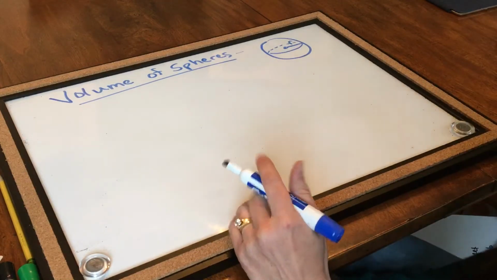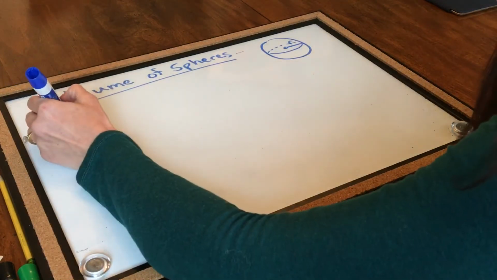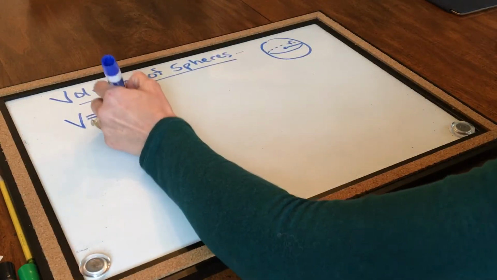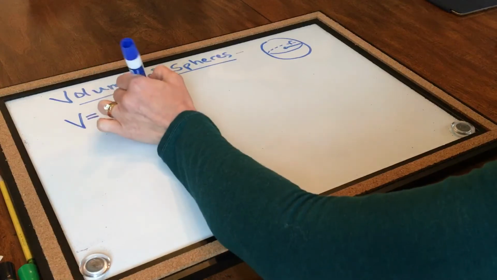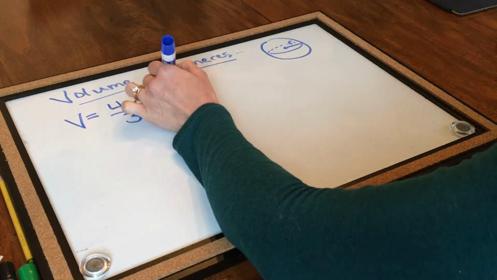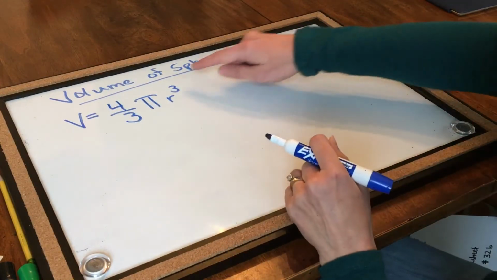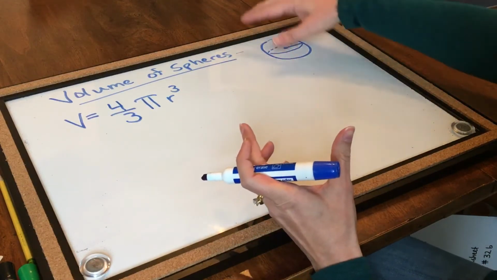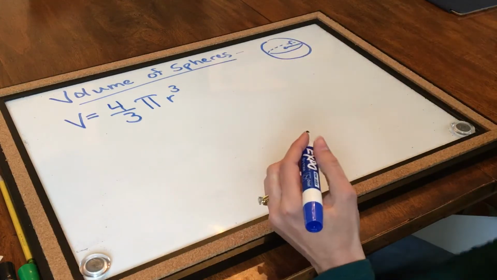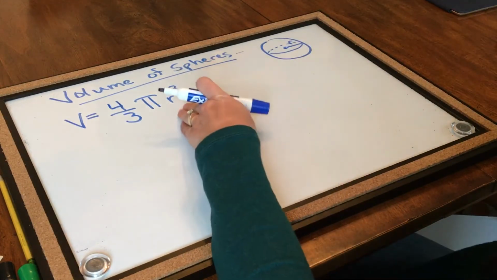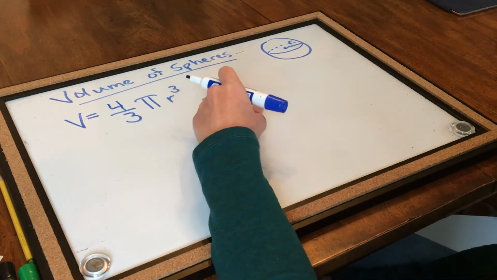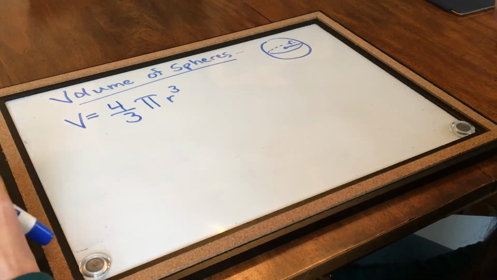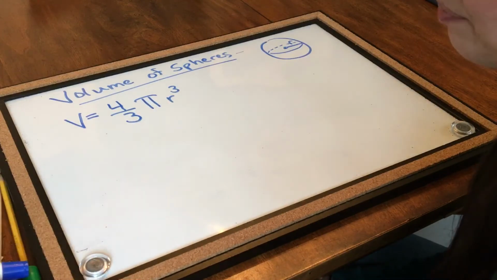Volume of a sphere is a neat formula. The volume of a sphere is 4/3 times pi r cubed. And this is important, it's r cubed, because as you can guess, we're talking about 3-dimensional space, so this is going to be cubic units. As long as we know the radius of the sphere, we can find the volume using this formula. All right, let's try a quick example.